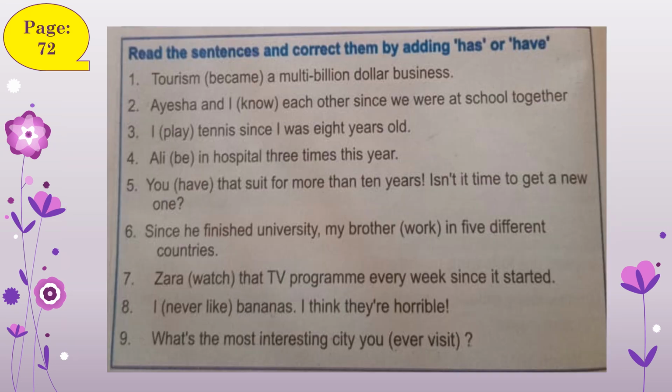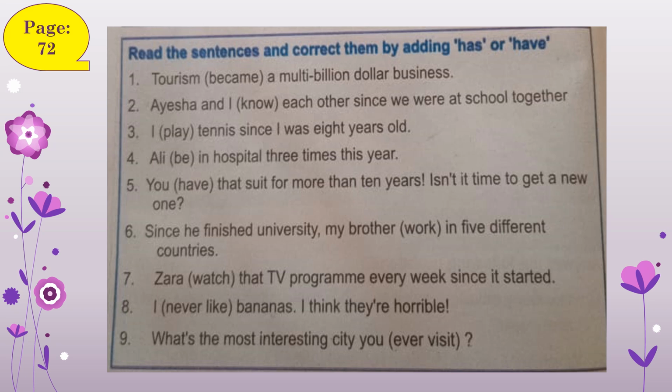Now we're on the last activity from page 72. In this exercise, you need to read each sentence carefully and correct it by adding the correct helping verb, either has or have. Remember the rule: we use has with he, she, it or singular nouns, and have with I, we, you, they or plural nouns.